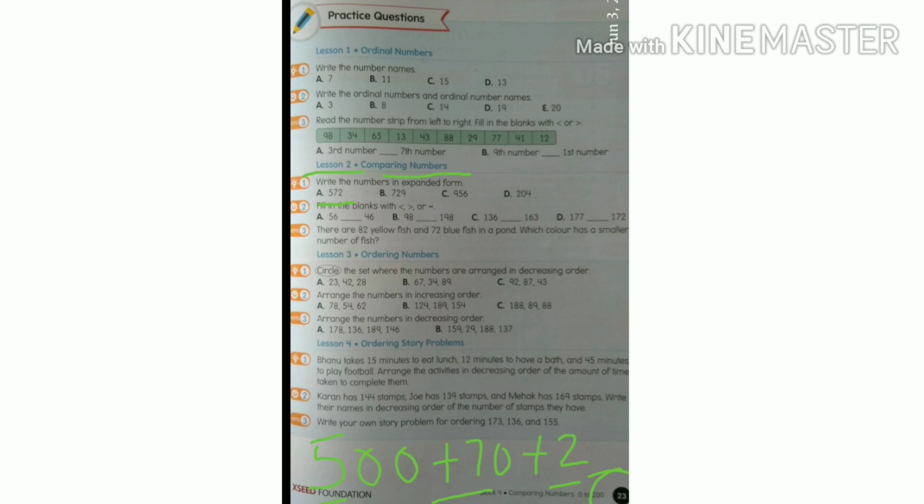Okay. Then the second bit is fill in the blanks with greater than, less than or equals to. You have to compare the given numbers and write which is greater or which is lesser. And the third one is, there are 82 yellow fish and 72 blue fish in a pond. Which color has a smaller number of fish? Compare 82 and 72 and write which number of fish is lesser. Okay children, you have to do these 3 bits in the HW book. Okay. All the best. I hope you understood the concept.